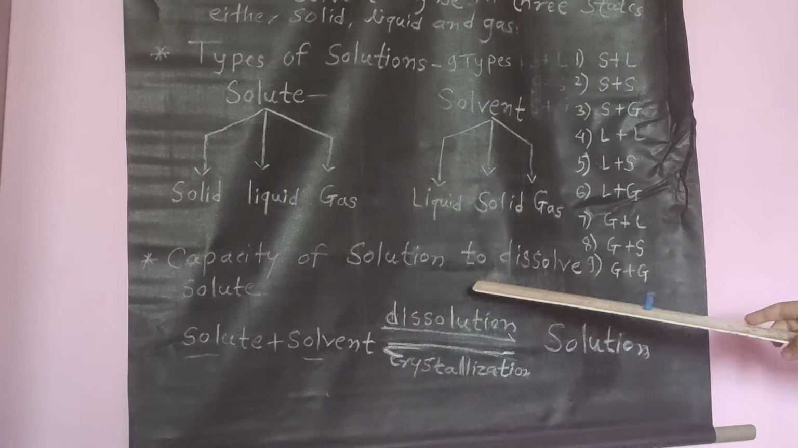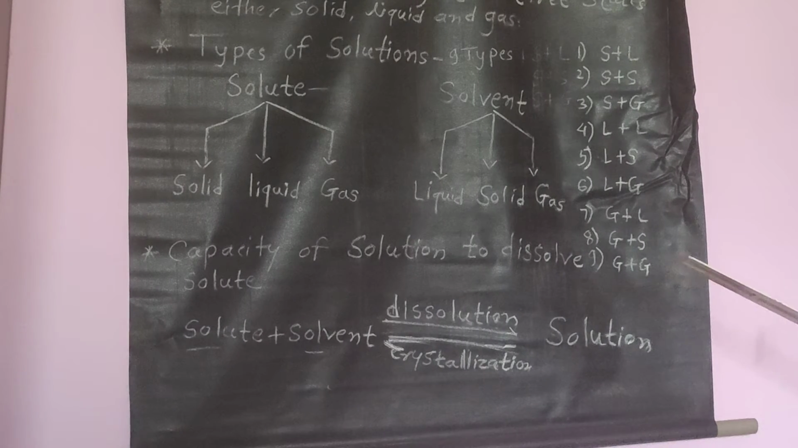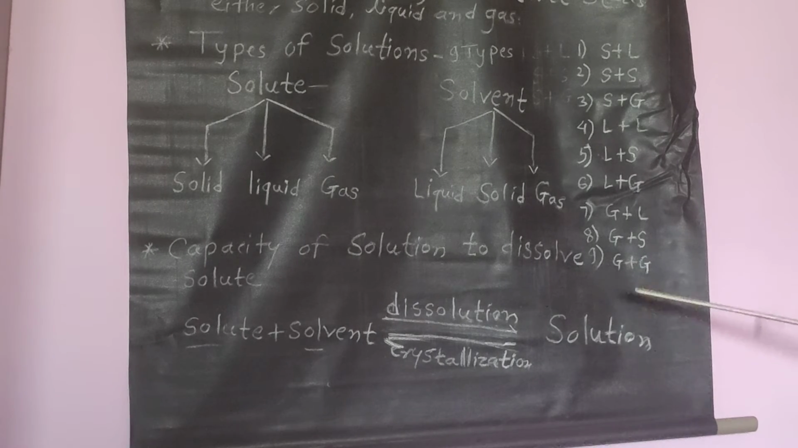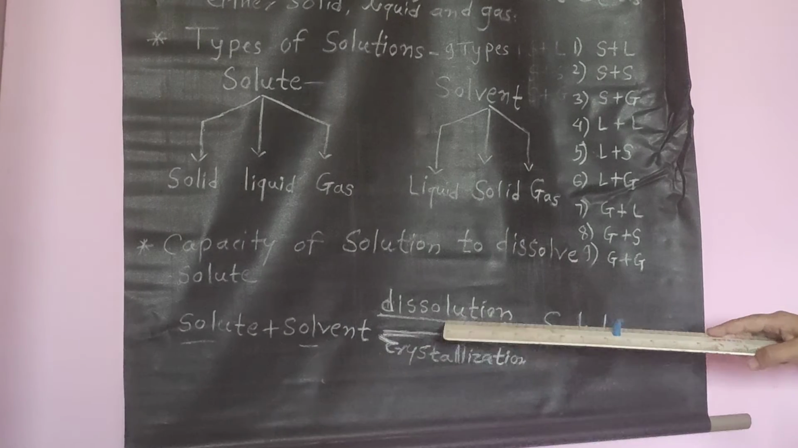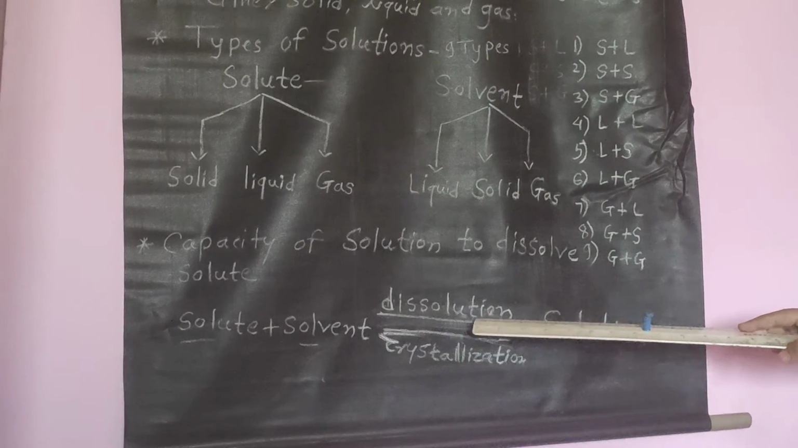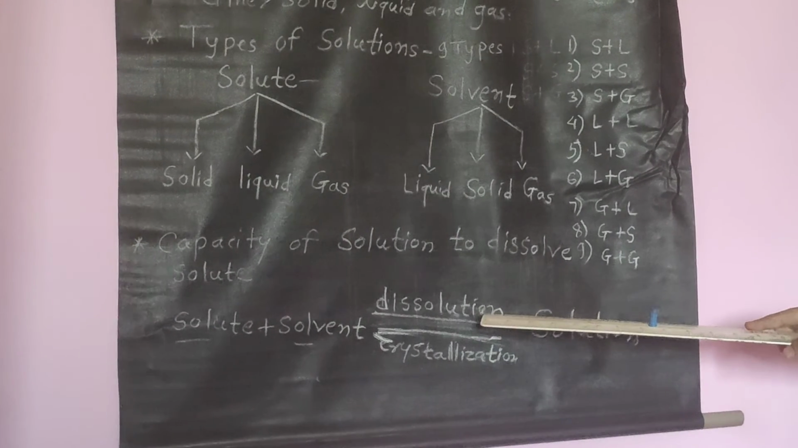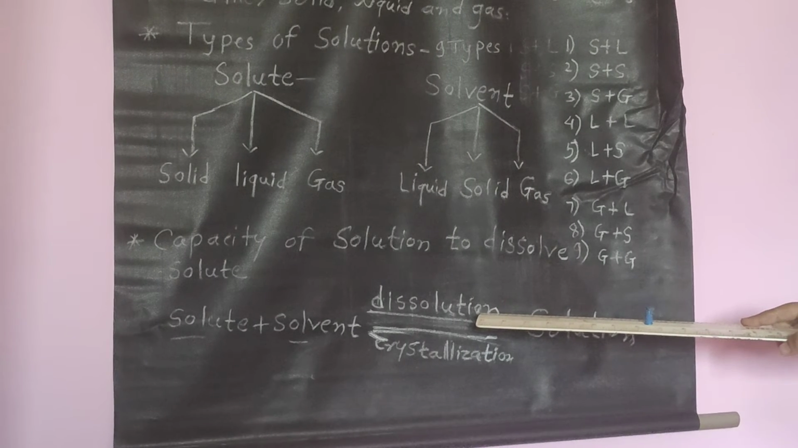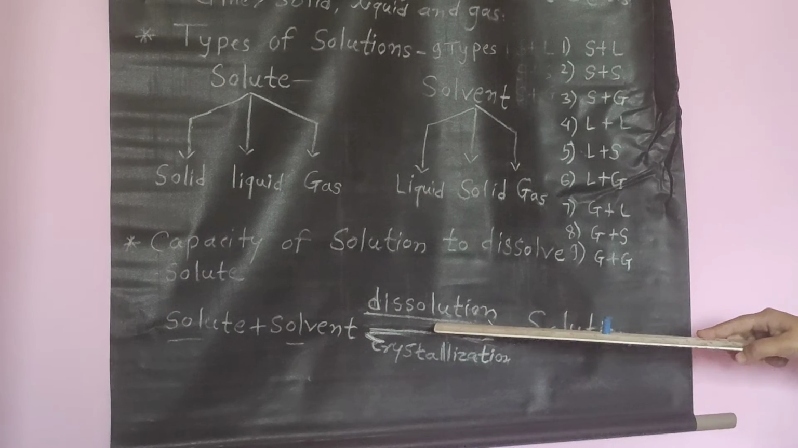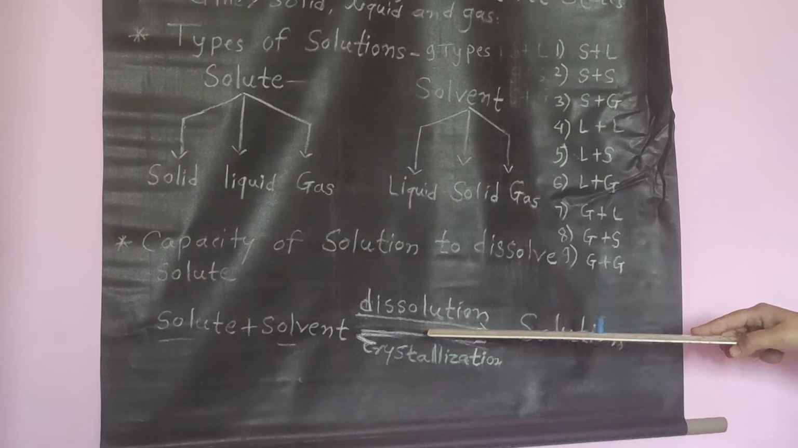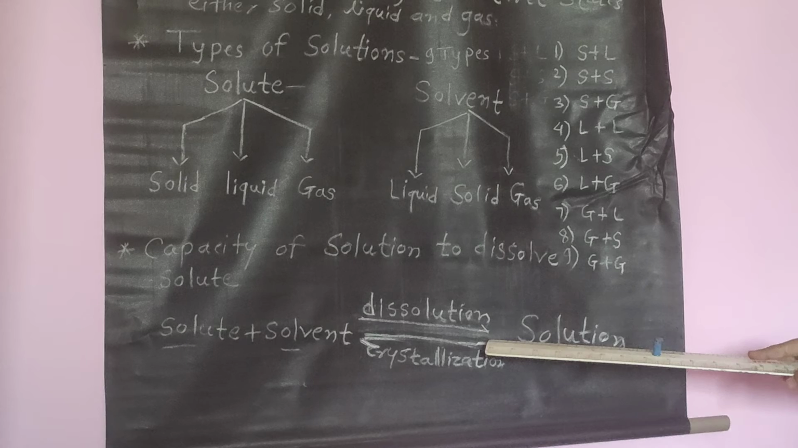Next is the capacity of solution to dissolve the solute. Suppose that the solute is added in a solvent. When solute is added in a solvent, it dissolves readily at first. When the dissolution slows down, more solute is added, and when this dissolution reaction continues, then the dissolution stops, and the solution at that point is a saturated solution.